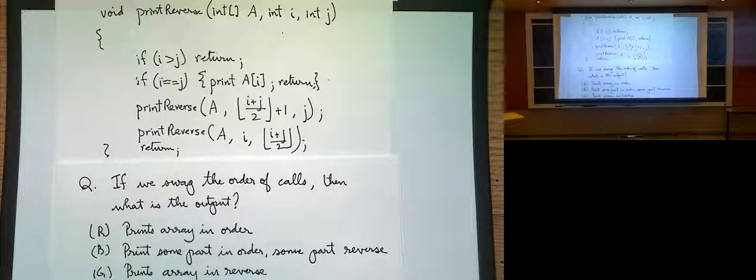You should run it on a small example and you'll see the answer. Just run it on 10, 20, 30, 40, the array of size 4, and you'll see what happens. What's the answer? Does anyone?